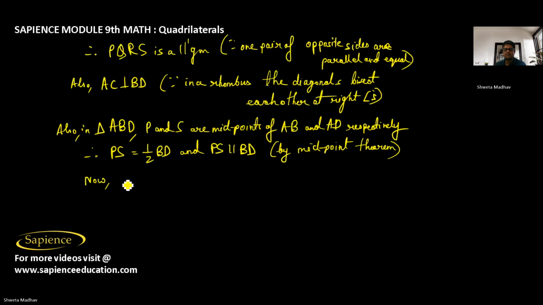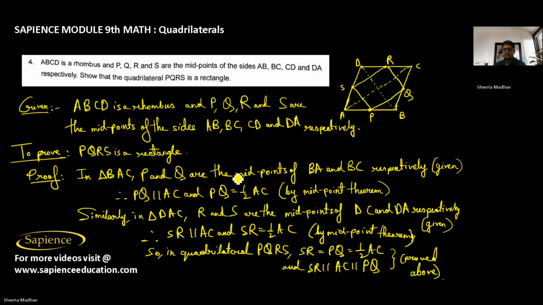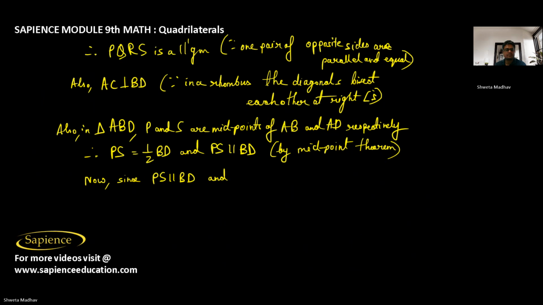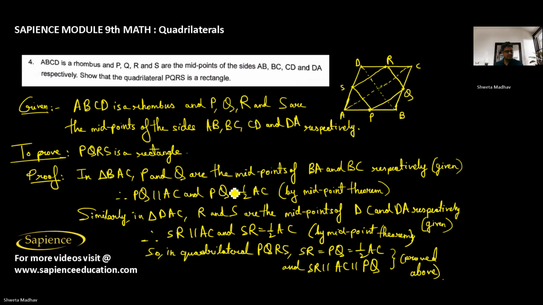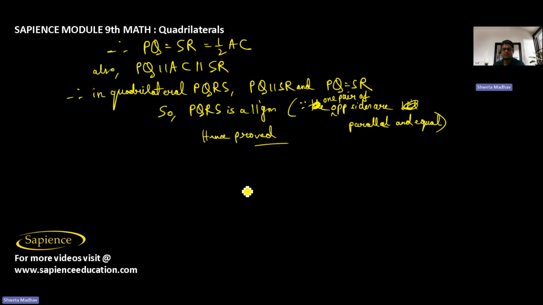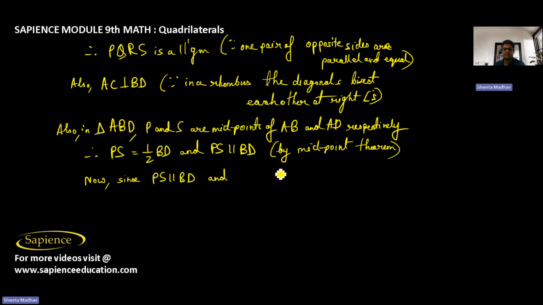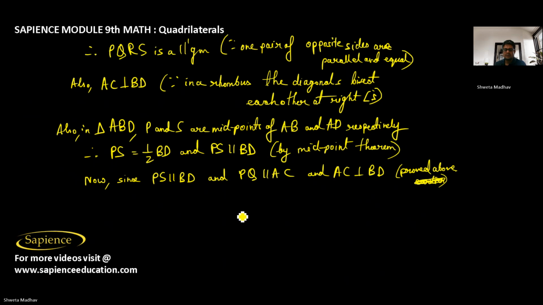Now, since PS is parallel to BD, and PQ is parallel to AC, and obviously AC is perpendicular to BD, since we have proved that above, therefore we can say that PS will be perpendicular to PQ.